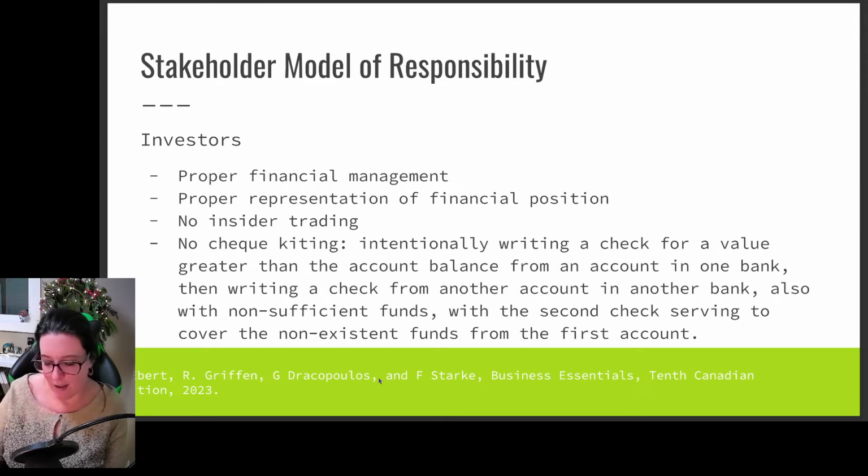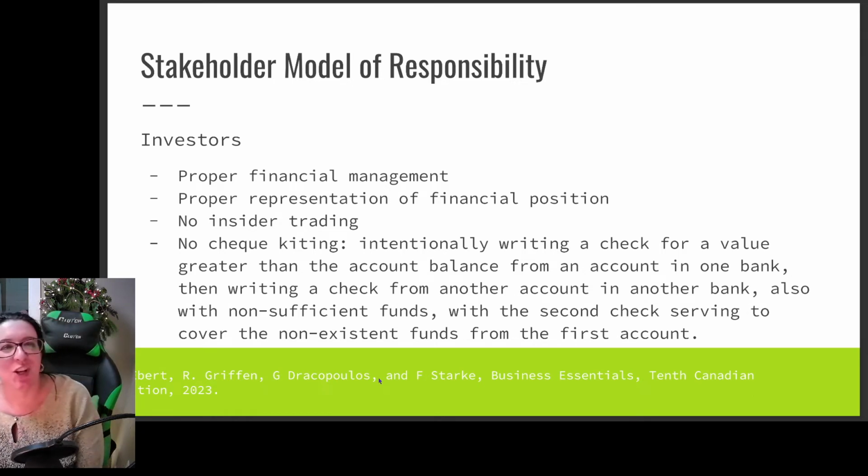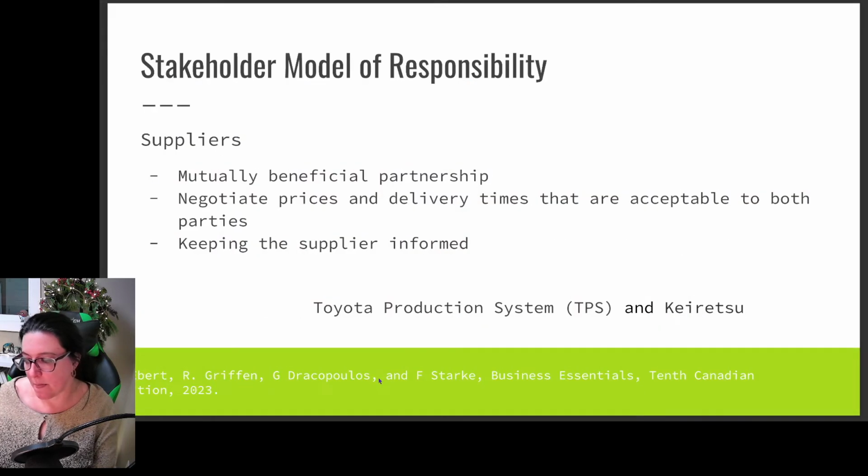We want to make sure that we're not moving money around to prop up an organization when that money isn't really there. So no check kiting. Check kiting is when you intentionally write a check for a value greater than the account balance. You're using the check to theoretically move the money from one account to the other. And then what you're doing is essentially using that to cover the fact that you don't have sufficient funds. And so you're spending it really as it's moving to cover up the fact that there's not enough funds in both accounts. So we have obligations to our investors in terms of properly managing our money and in terms of transparency.